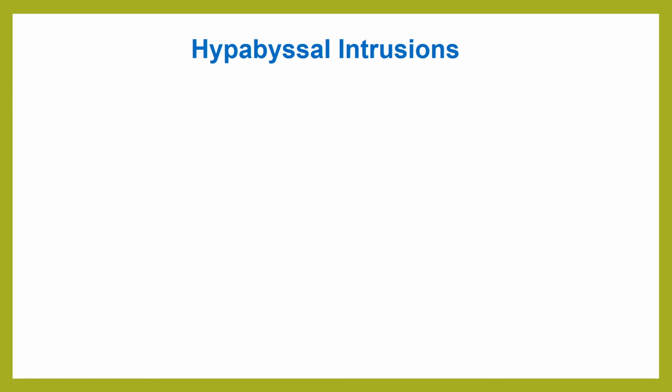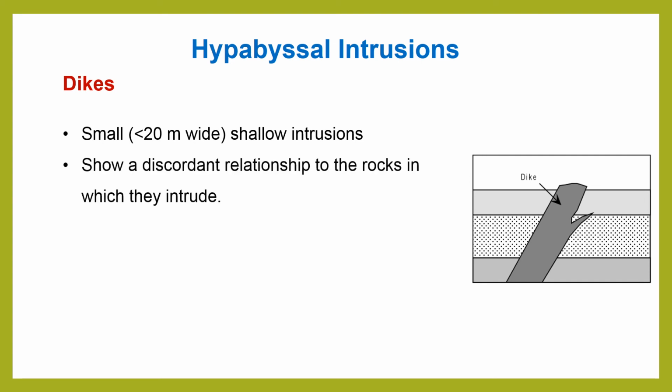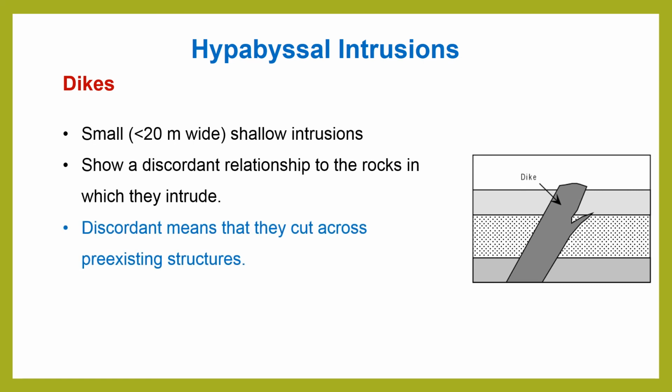The first, dikes, as you see from the figure on the right, are bodies cutting across the surrounding rocks, and they usually are small, less than 20 meters wide, and shallow intrusions. Also, they are discordant. They have a discordant relationship to the rocks. Discordant means they are not conformable with them. They are in a different direction from the surrounding rocks, and here it means that they cut across pre-existing structures.